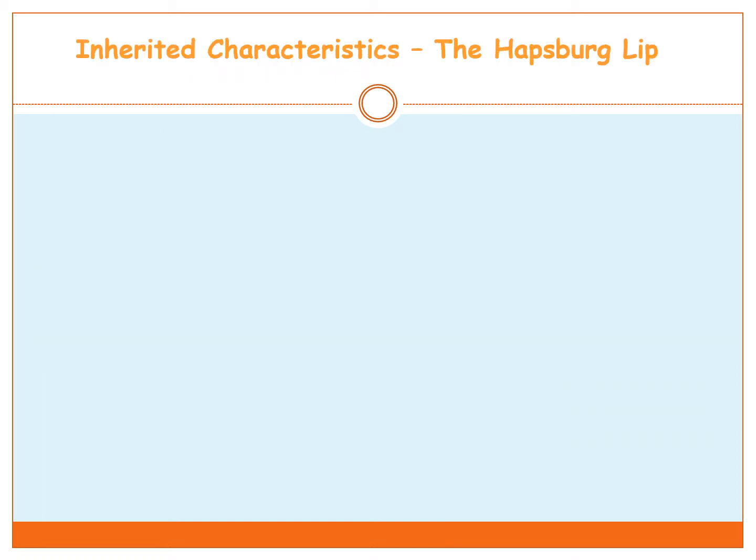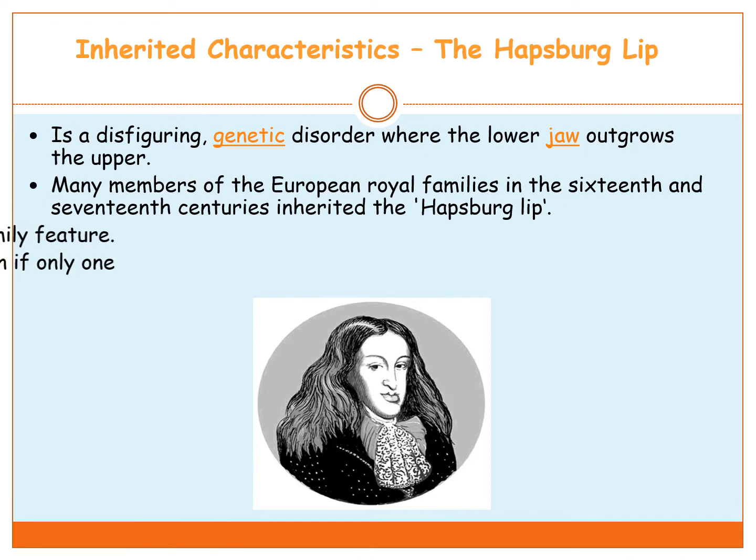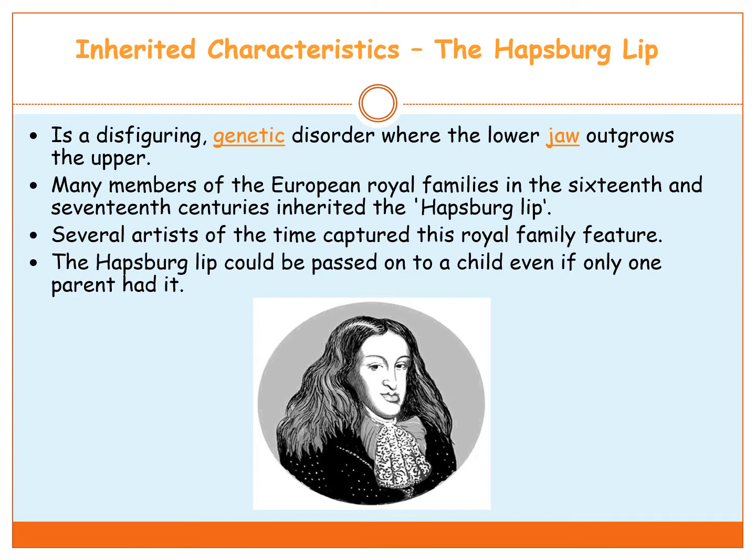An example of an inherited characteristic that was passed on from generation to generation is the Habsburg lip. The Habsburg lip is a disfiguring genetic disorder where the lower jaw outgrows the upper jaw. Many members of the European royal families in the 16th and 17th centuries inherited the Habsburg lip, and several artists of this time captured this royal family feature. The Habsburg lip could be passed on to a child even if only one parent had it, so it was dominant. So there is a picture of the Habsburg lip. So even if one parent had it, then a child would have it.